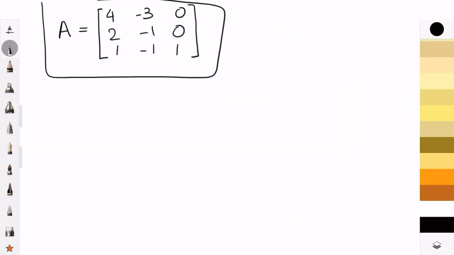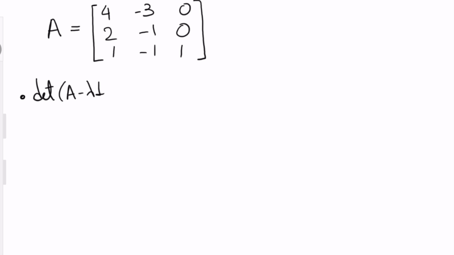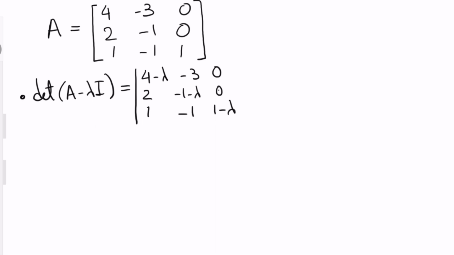So let's check now if this matrix is diagonalizable or not. So first step, as always, we need to find the eigenvalues. So we are going to calculate the determinant of A minus lambda identity. So this is the determinant of, and we subtract lambda in the diagonal. That's all what we do. 4 minus lambda, minus 3, 0, 2, minus 1 minus lambda, 0, and then 1, minus 1, and 1 minus lambda. So this is the determinant we need to calculate.